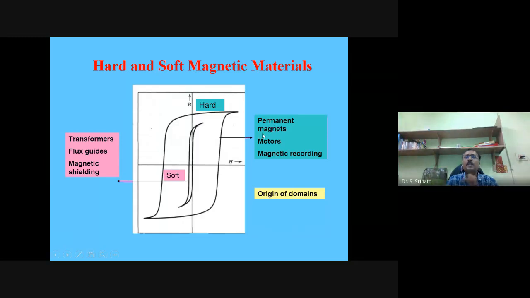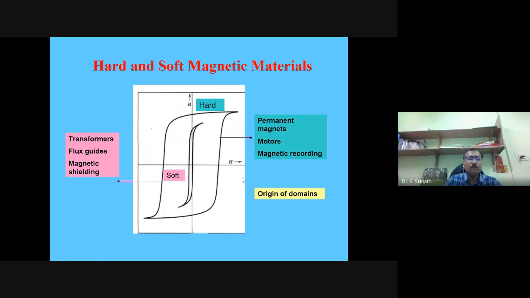So under those applications, I prefer to use hard magnetic materials. These magnetic materials in general will have a very large coercive field and will also have a large permanent magnetization. So that is the kind of definition that I have.